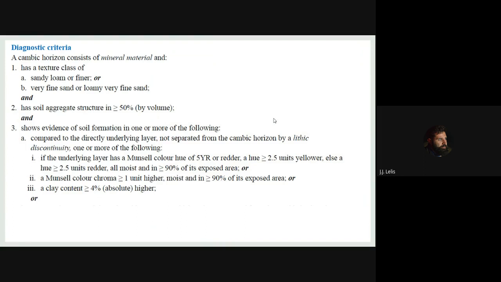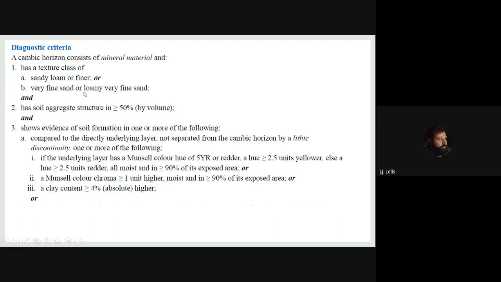And the diagnostic criteria to identify a cambic horizon. They are mineral materials, so the organic carbon content should be lower than 20%. It should present a sandy loam or finer texture, or a very fine sand, or loamy very fine sand.